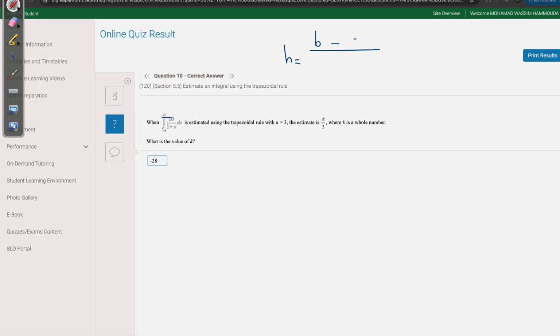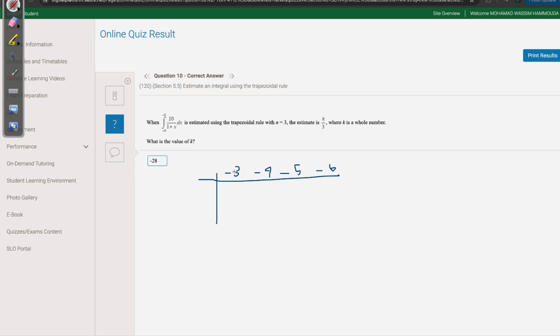So b minus a over n. So negative 3 minus negative 6 over 3 is 1. So the height is 1. And then let's make the table. So we're gonna skip count from negative 3 to negative 6 by 1. So negative 3, negative 4, negative 5, negative 6.